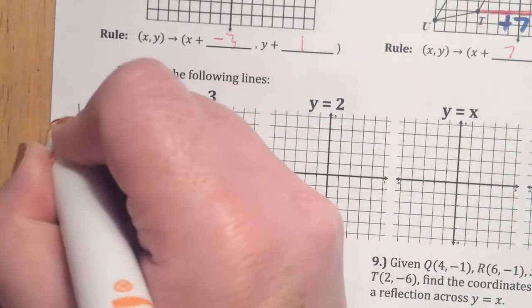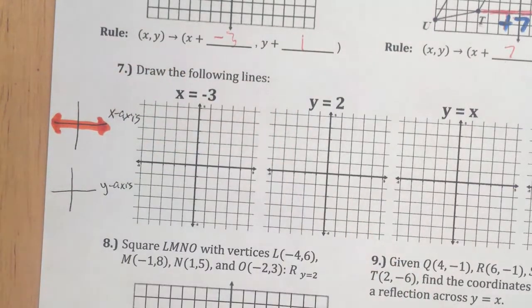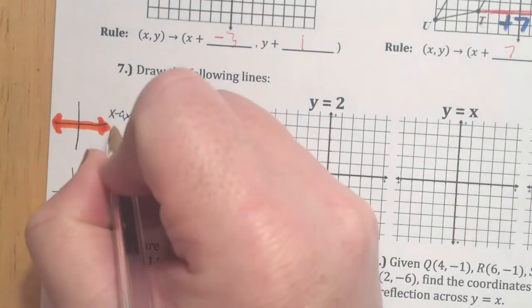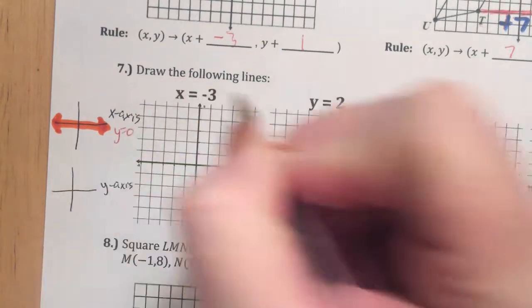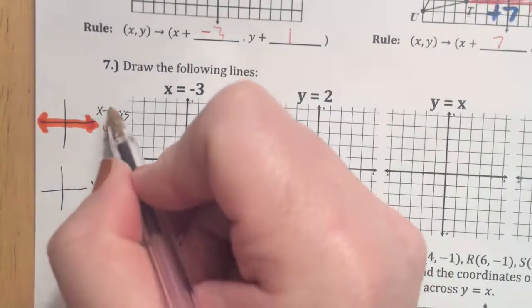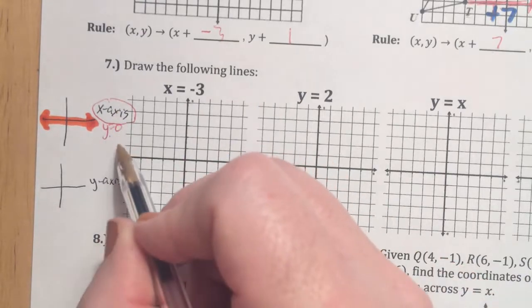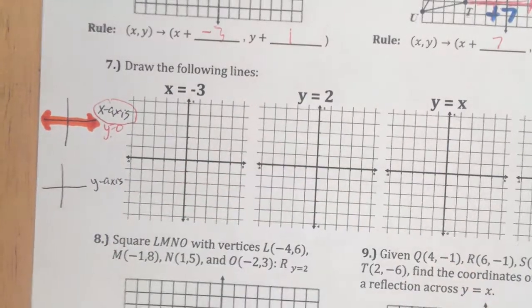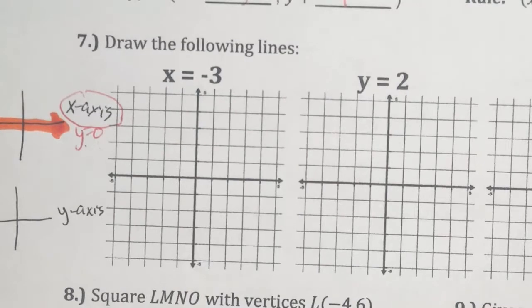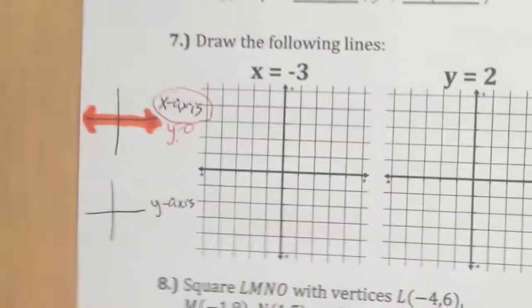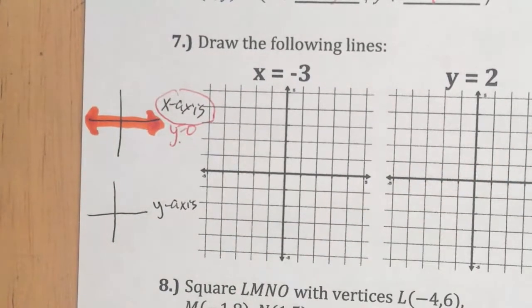And there's another name for that. That would be y equals 0. That's another name. X-axis is the better choice. So if you had to choose between these two, you would go x-axis. But another name for that would be y equals 0.